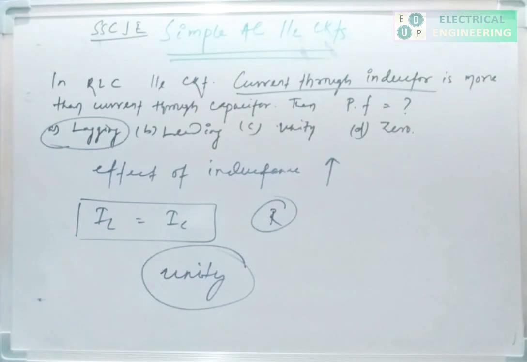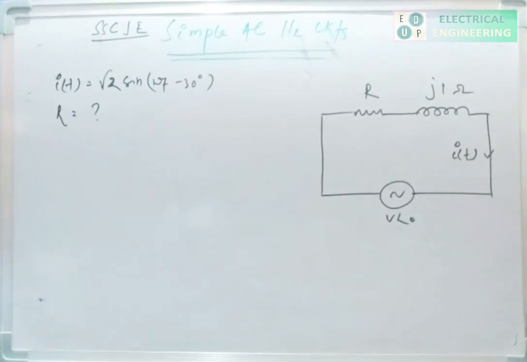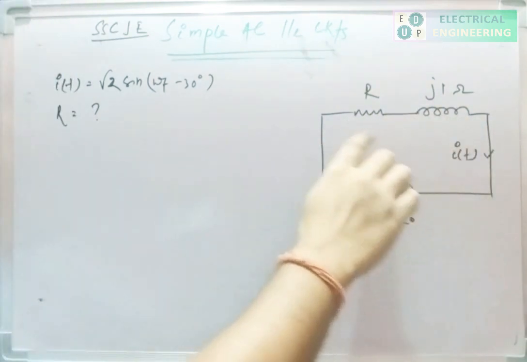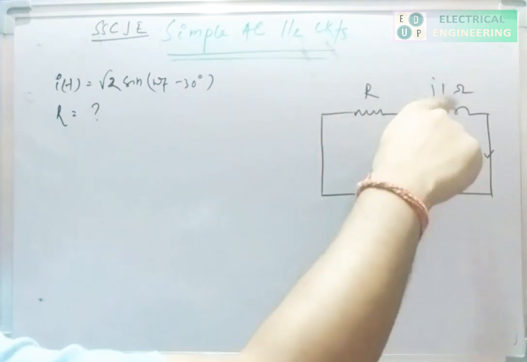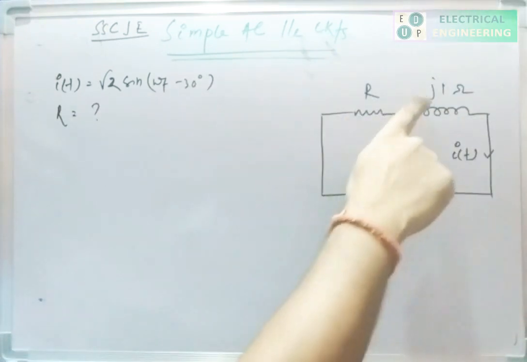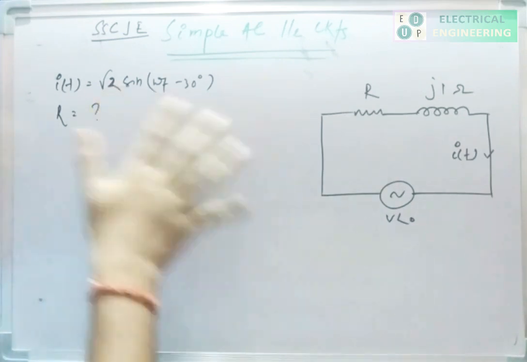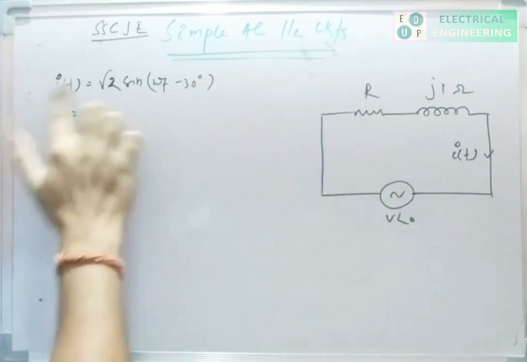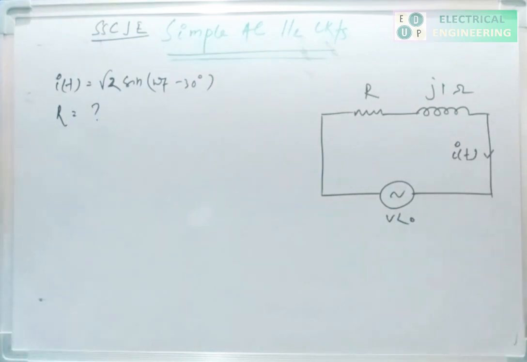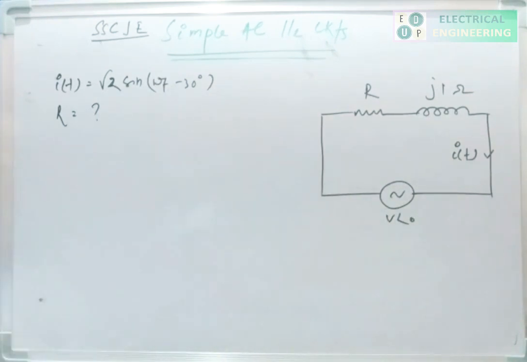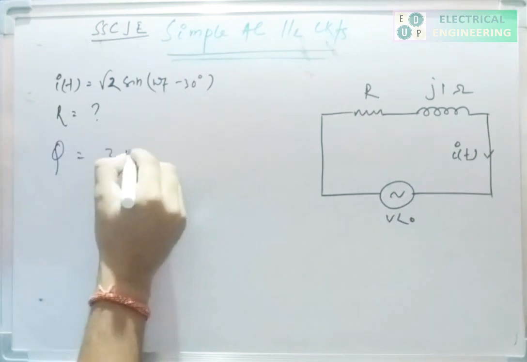Okay, let's go to the next question. In this question, there is a resistance and an inductance, having a resistance value of R and a reactance value of j1 ohm. There is a source V angle 0, and current is given as root 2 sin omega t minus 30. So see the phase difference, and it is asking about R. We can find the phase difference between voltage and current here. It is V angle 0, and it is omega t minus 30. So the phase difference is very simple, it is 30 degree.